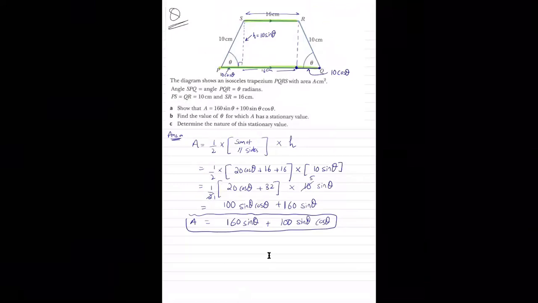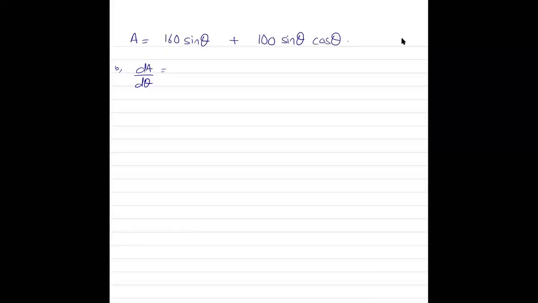So I want everyone to find dA over d theta. So we are going to differentiate the area expression to find dA by d theta, the derivative of area with respect to the angle. So what is the derivative of 160 sine theta? Differentiation of sine theta is cos theta. So the derivative is just going to be 160 cos theta.